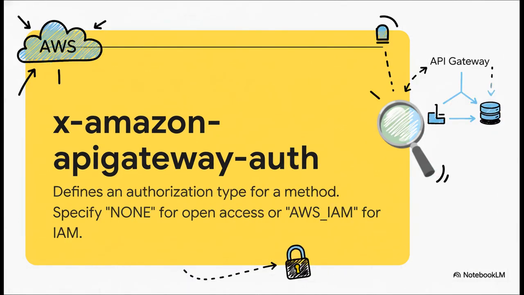Next up, for each and every method in your API, you can set the authorization type. Using this x-amazon-apigateway-auth object, you can specify none, for a totally public, unsecured endpoint, or you can set it to AWS_IAM to enforce that the caller has to have valid AWS credentials that are signed with SigV4, which is Amazon's protocol for authenticating API requests.